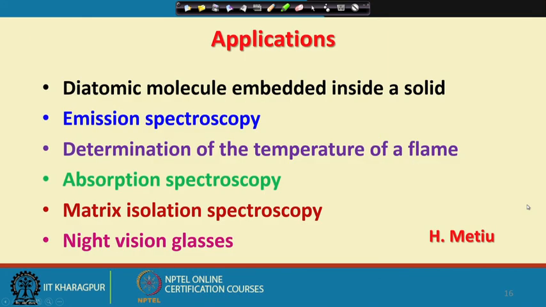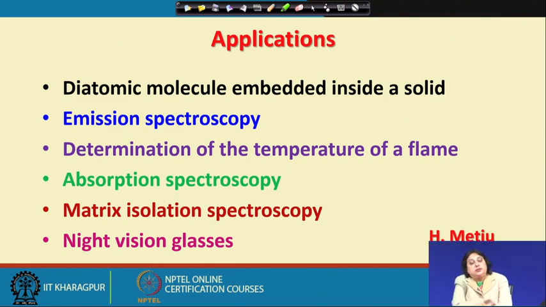And the applications of such very simple ideas about the temperature dependent population of the energy states in a canonical ensemble have been discussed very nicely by Horia Mathieu in his book on statistical mechanics, and I would encourage you to go back and read a little bit about how one can find out the temperature of a flame, or interpret emission spectroscopy and absorption spectroscopy as a function of temperature, or even design things like night vision glasses, which are rather exotic, but have this principle at the core.